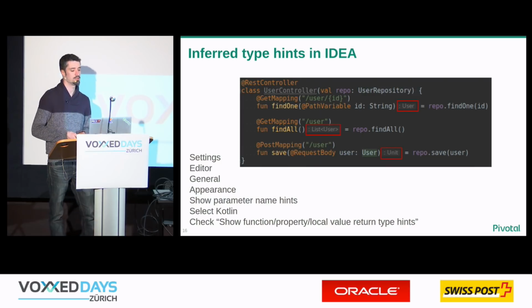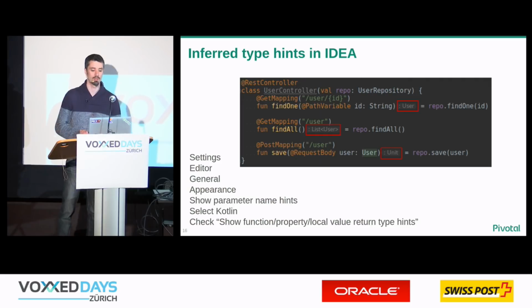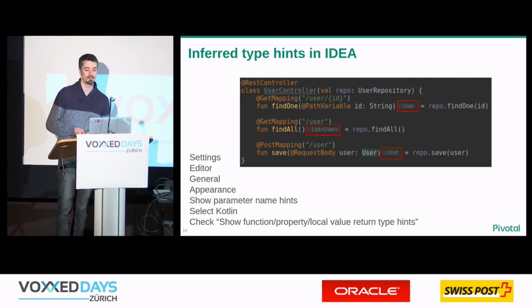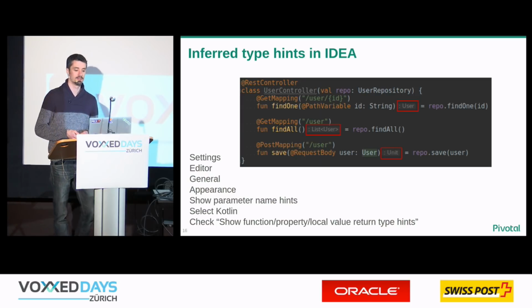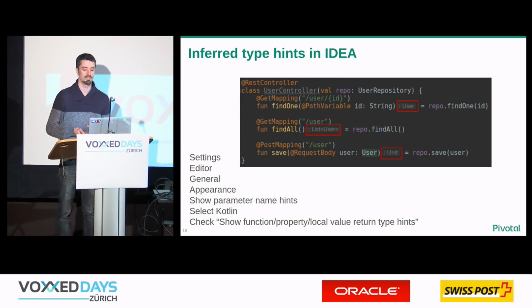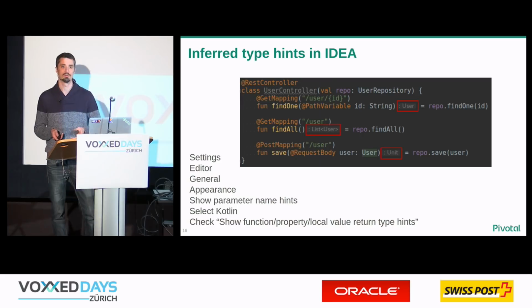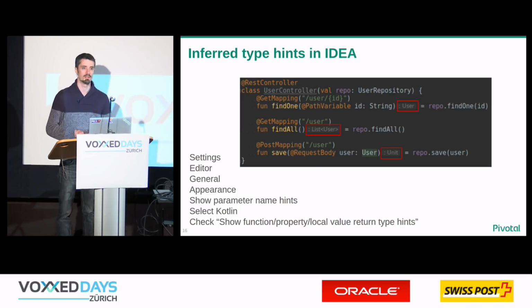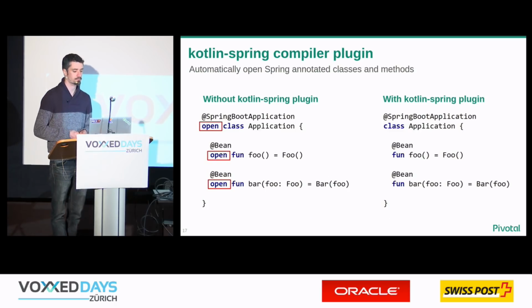So in the IDE, you have a setting that is not enabled by default, but you can show function, property, and local value return type hints. That way, IntelliJ IDE will automatically show you the inferred type, a little bit like you have parameter names type hints in the IDE. So feel free to enable that. I enable that in all my projects because that allows me to clearly view what the return types are.